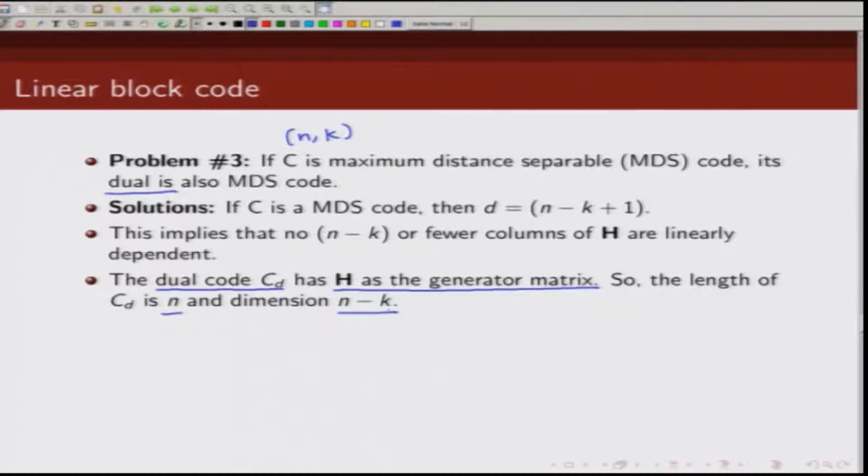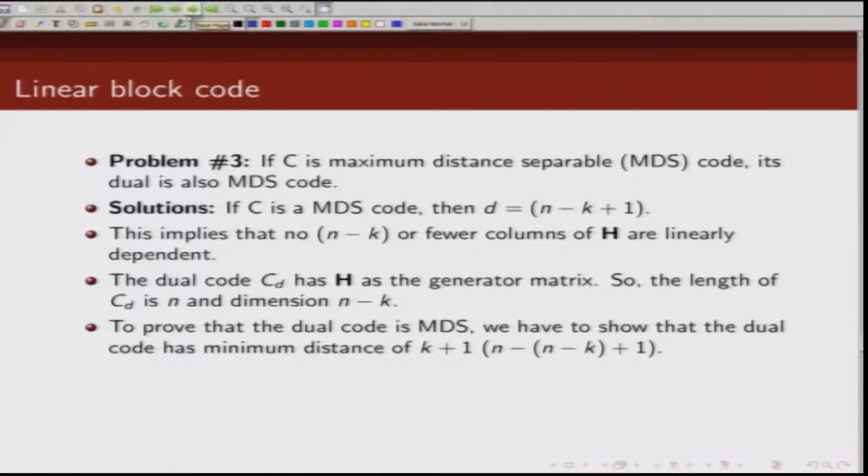Now, to prove that this dual code, which is specified by these parameters, length n and dimension n minus k, is maximum distance separable, we will have to show that its minimum distance is d min equal to n minus the dimension, n minus (n minus k) plus 1. So, we will have to show that the minimum distance of the dual code is k plus 1. So, that is what we are going to show now.